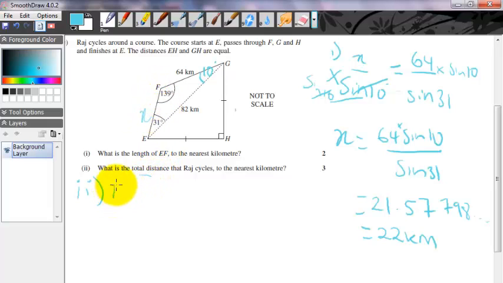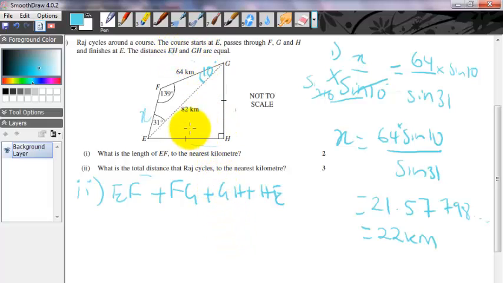So let me write exactly what we're going to find. EF, which we already found, plus FG, which is already there, plus GH, plus HE. EF is 22. FG is 64. So the only ones I need are GH and HE. The good thing is that GH and HE are exactly the same, because the question said the distances EH and GH are equal.